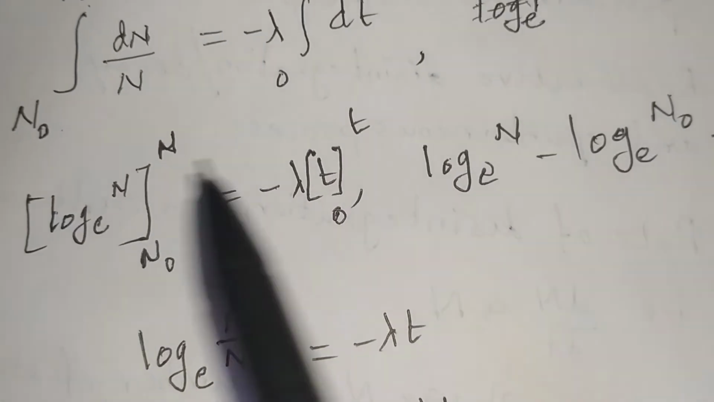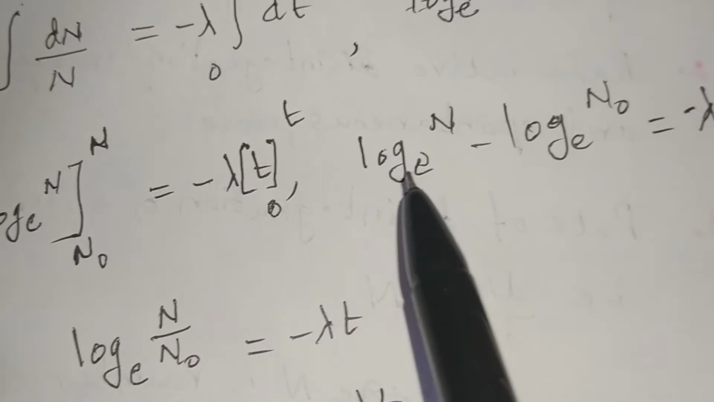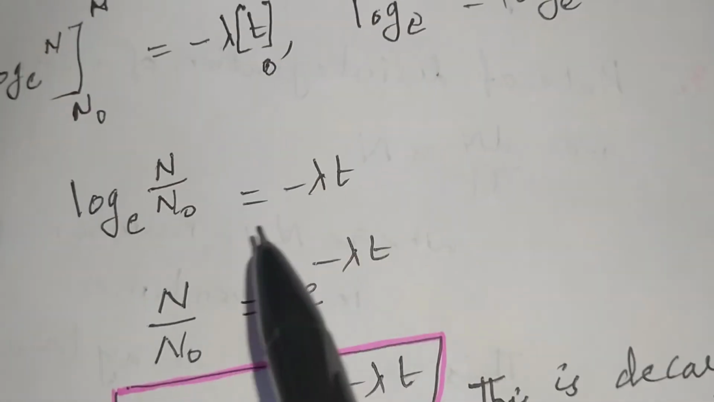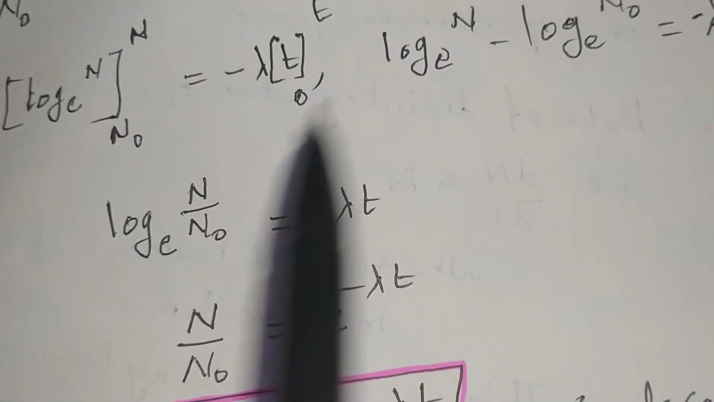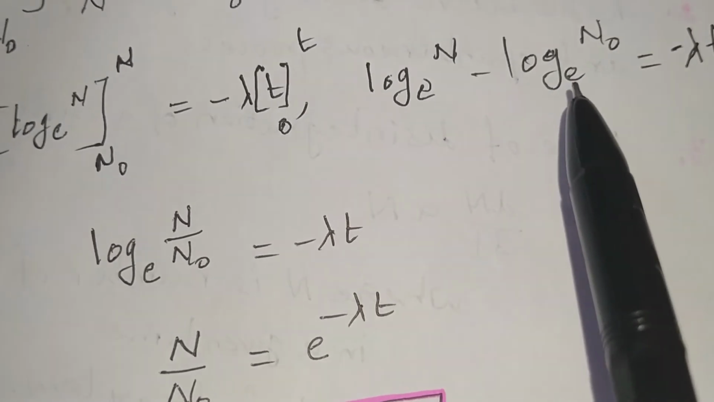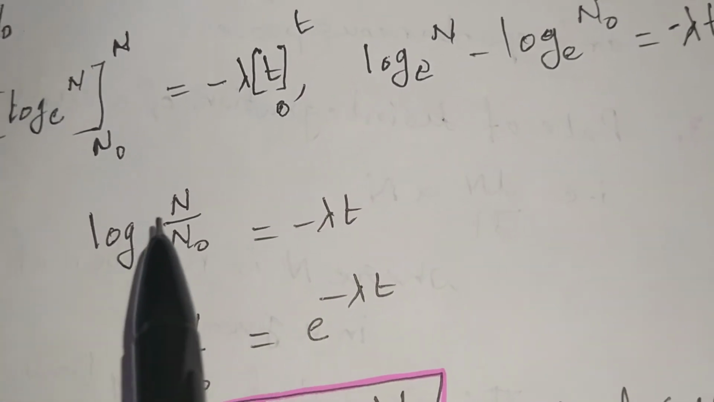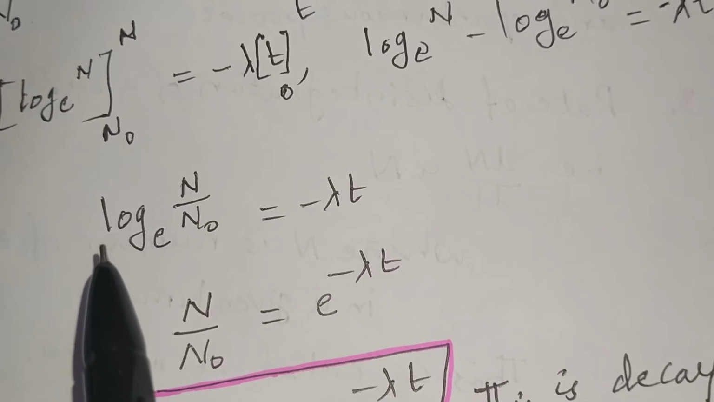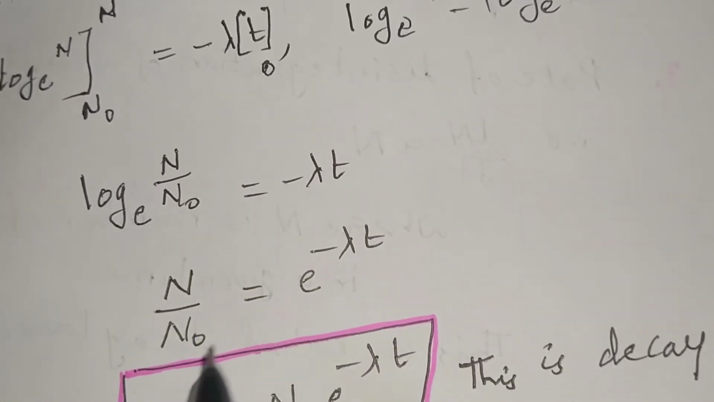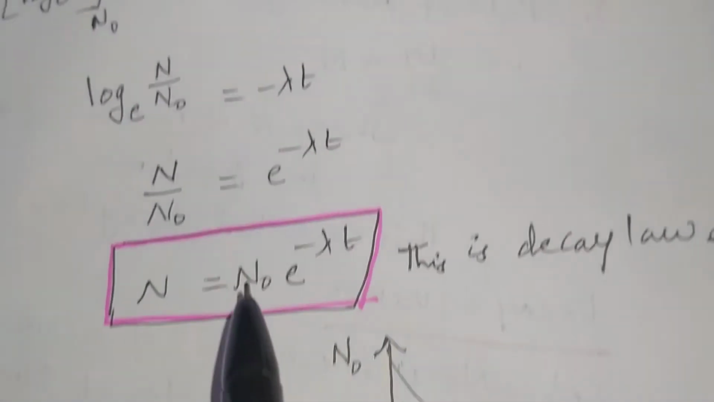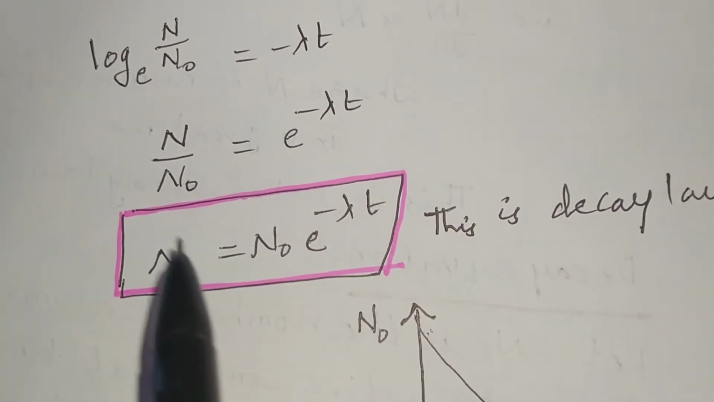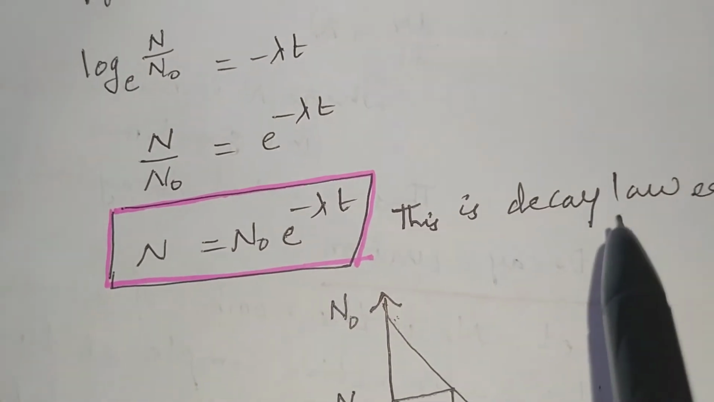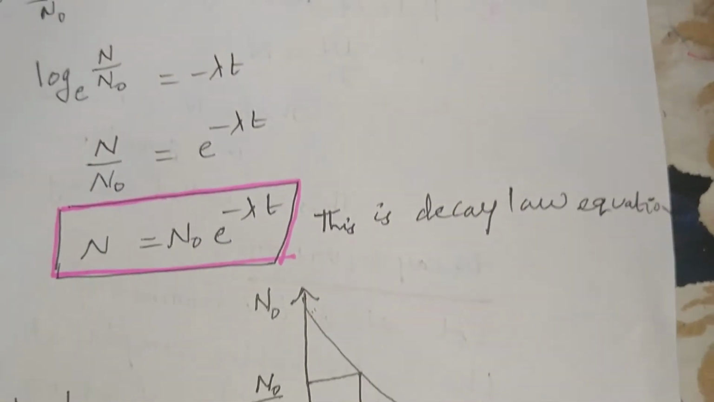Substituting the limits, you get log base e N minus log base e N naught is equal to minus lambda t. Log a minus log b is log a by b, so log base e N by N naught is equal to minus lambda t. Taking the antilog on both sides, N by N naught is equal to e power minus lambda t. So N is equal to N naught e power minus lambda t. This is called the decay law equation, or decay equation.